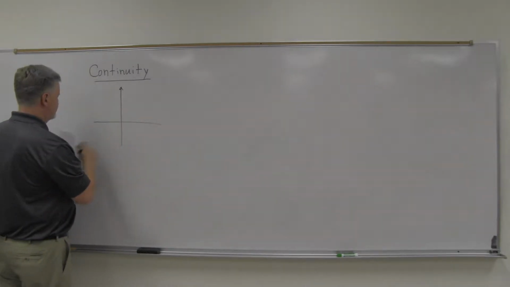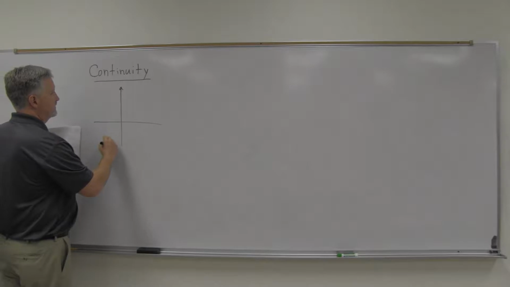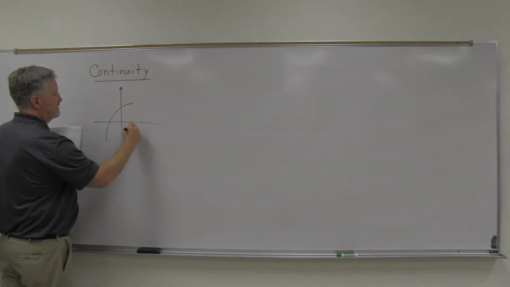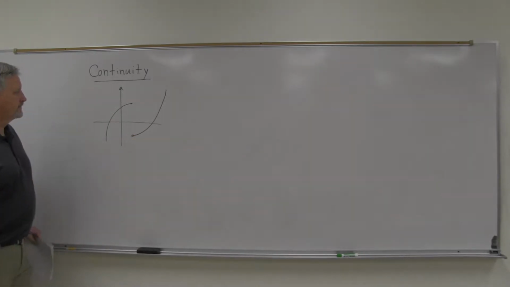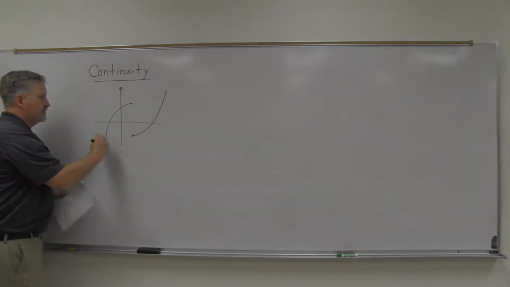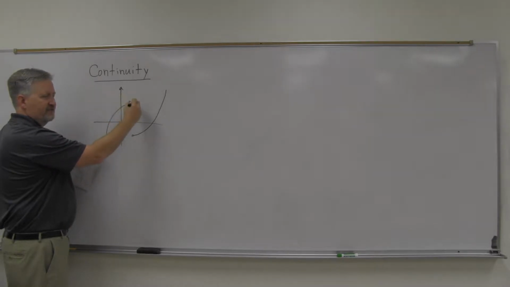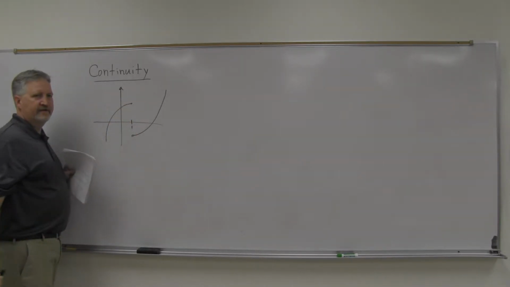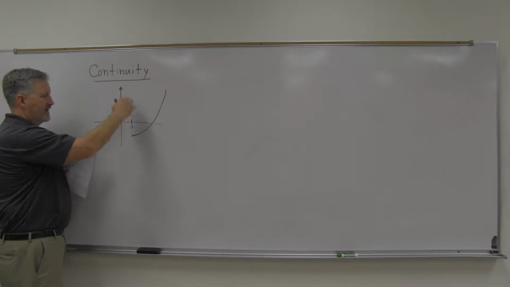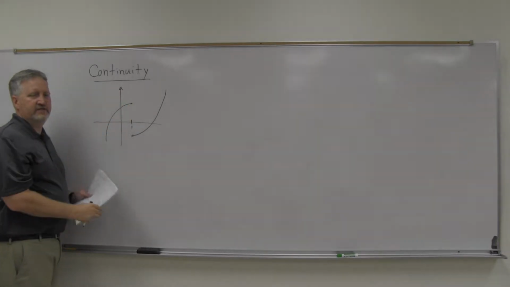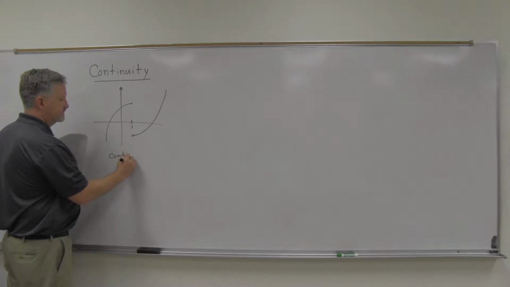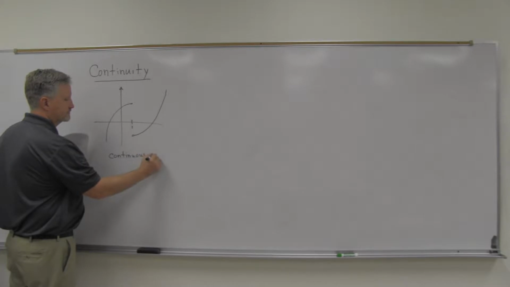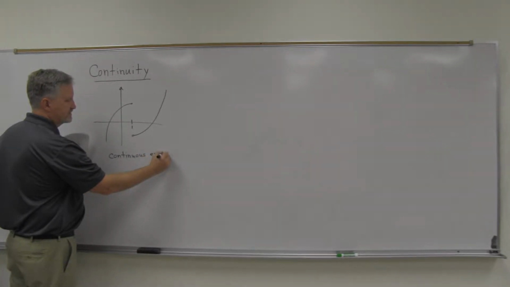So just a quick example here. If I've got this, and then the other part jumps down here, this function's continuous as long as I don't have to lift my pencil. But here, let's call that 1, at x equals 1, I've got it where it's not continuous, or discontinuous, okay? So it's continuous everywhere except 1, for whatever function this is.